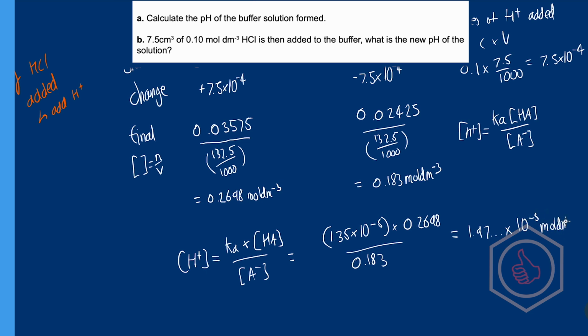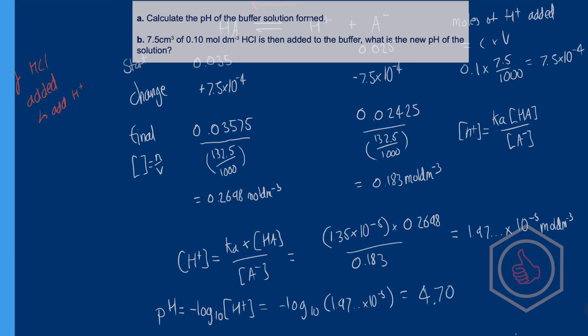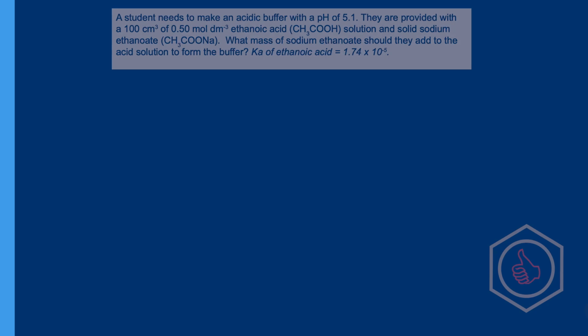Great! All we now need to do is use our good old friend pH equals minus log to the base 10 of the concentration of H+ ions, which gives us minus log to the base 10 of 1.97 times 10 to the minus 5, which gives a pH of 4.70. Phew! Well done. Okay, and another one.